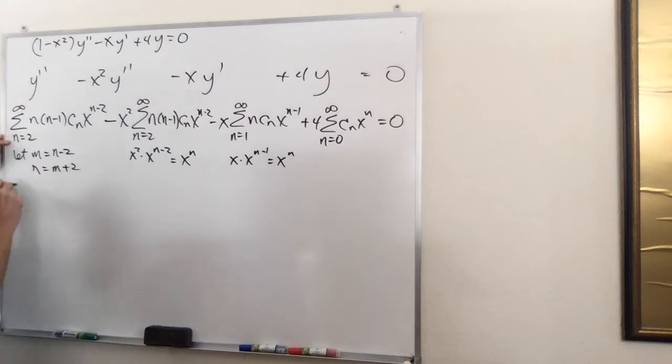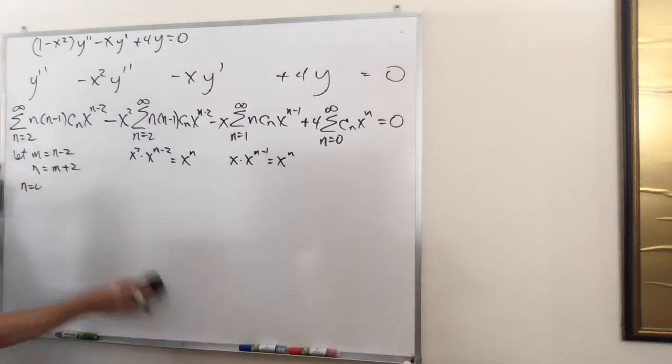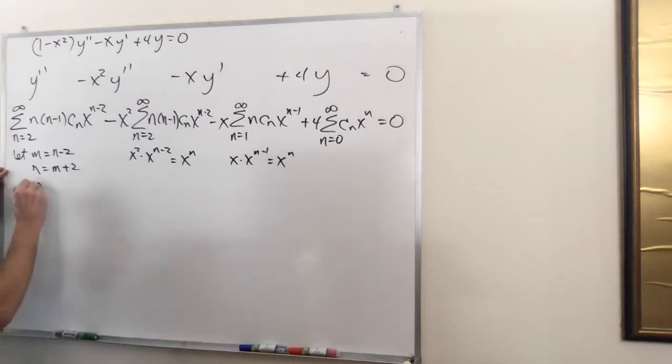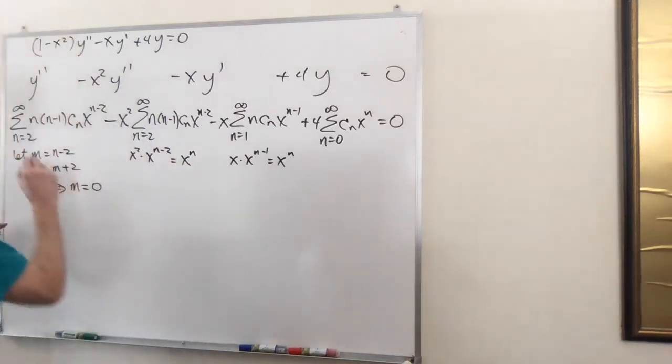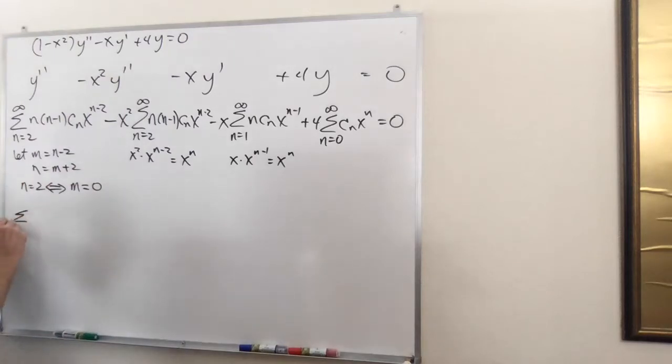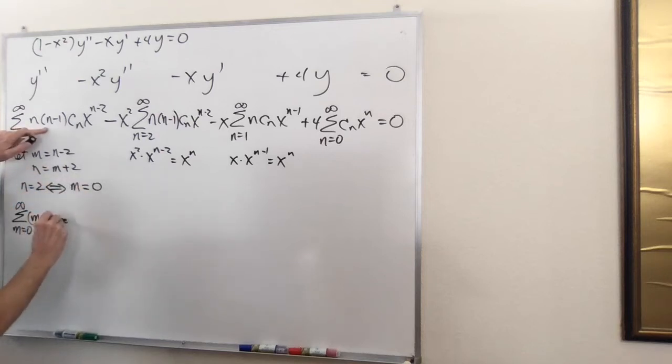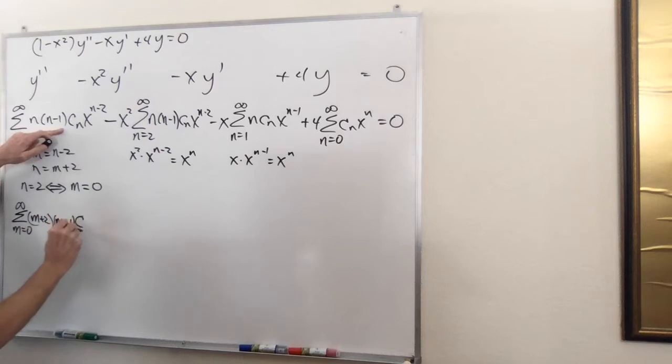And let's also think about the limits. N equals 2, the first term in the sum. If n equals 2, then m is 0. In fact, if m is 0, then n is 2. So that goes back and forth. So now I can rewrite this as the sum from m equals 0 to infinity, but n is now m plus 2, times m plus 2 minus 1, which is just m plus 1, times c sub m plus 2, right? Because n is m plus 2.